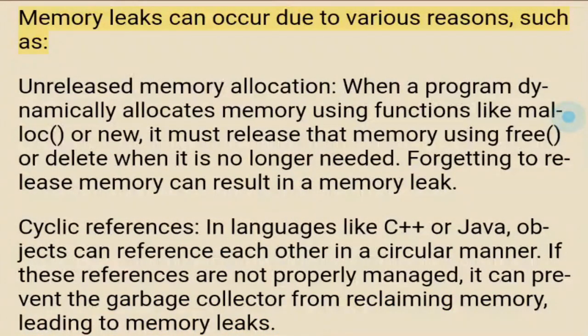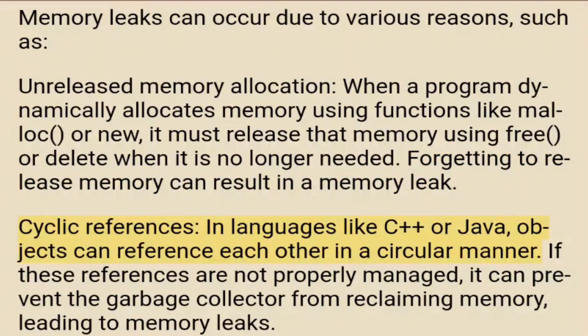Memory leaks can occur due to various reasons, such as unreleased memory allocation. When a program dynamically allocates memory using functions like malloc or new, it must release that memory using free or delete when it is no longer needed. Forgetting to release memory can result in a memory leak.